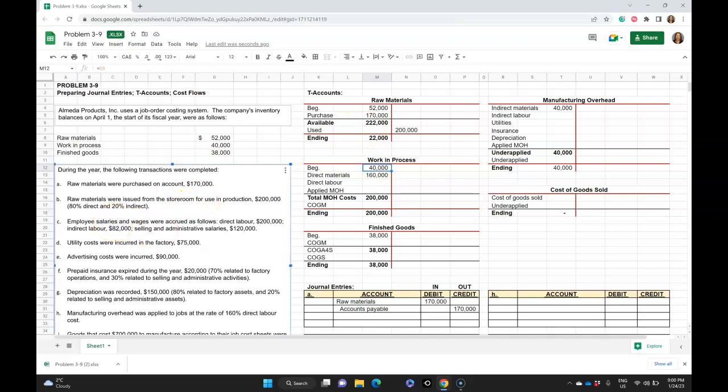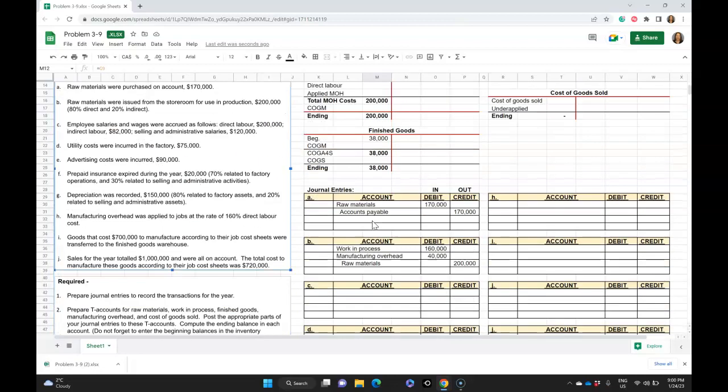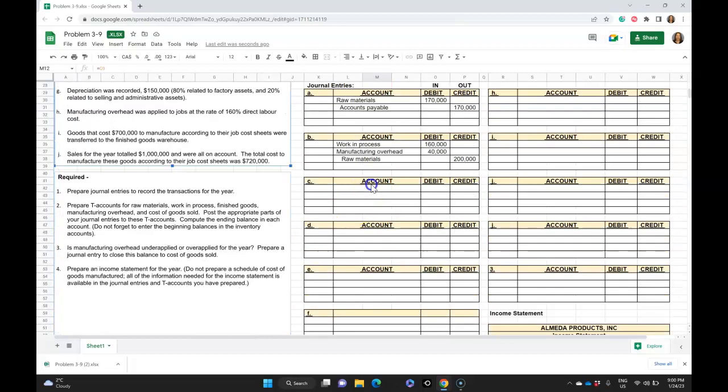In Part C, employee salaries and wages were accrued as follows. Direct labor, $200,000. Indirect labor, $82,000, and selling and administrative salaries, $120,000. So I'll go ahead and put this together. So my names of my accounts will be work in process. That's going to be for my direct labor. So that's in. Manufacturing overhead. That's going to be for my indirect labor, in.